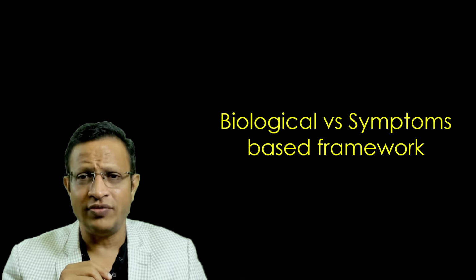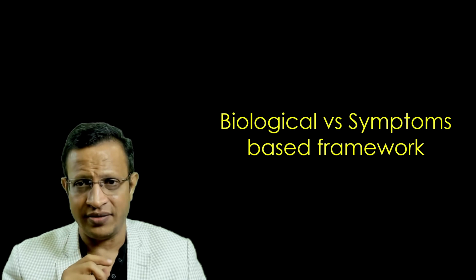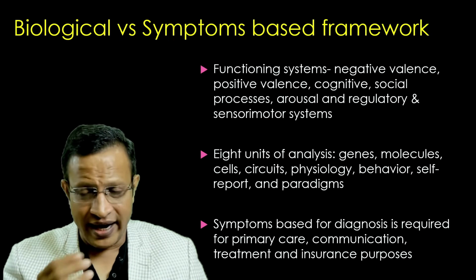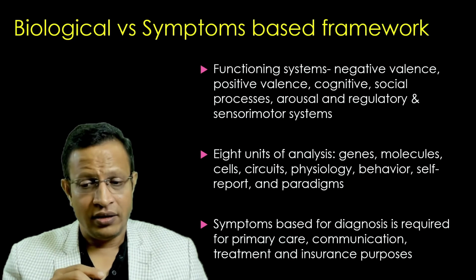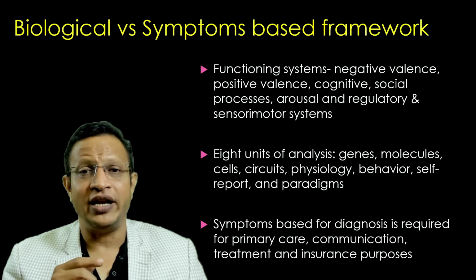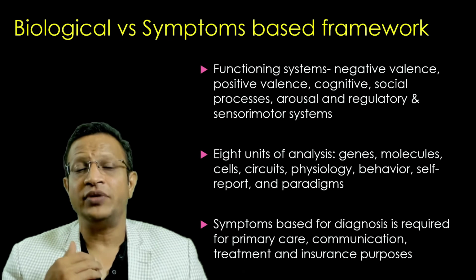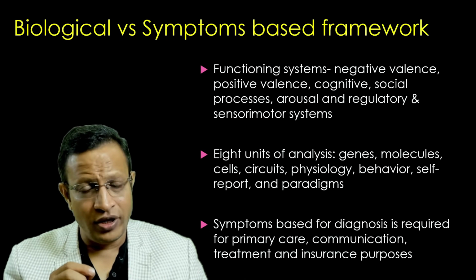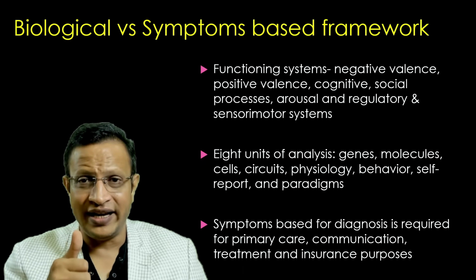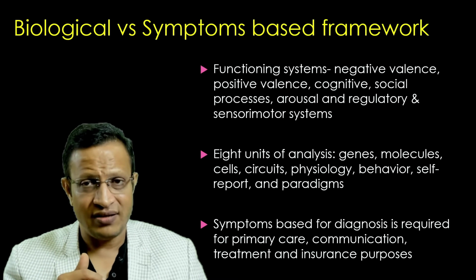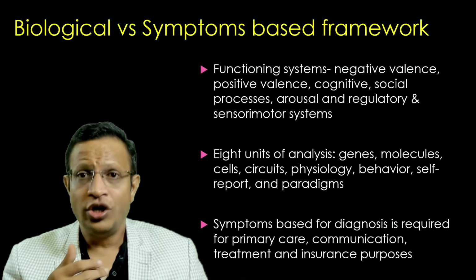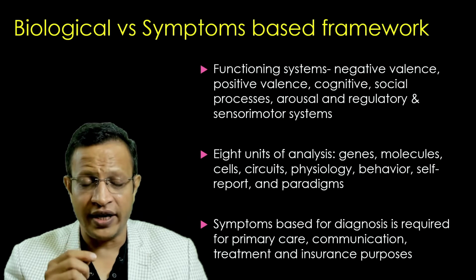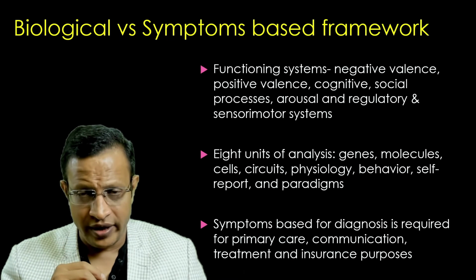Let's look into the biological versus symptom-based framework for classification systems. As you know, the classification in psychiatry is symptom-based. Unfortunately, from the dimensional approach, we are unable to reach anywhere. And even from the neurobiological aspect, we are unable to reach anywhere. From the functioning system, we look into the classification, whether there is a negative valence, positive valence framework, cognitive, social process, arousal, or sensorimotor related classification. Will it work? Unfortunately, we have reached nowhere.